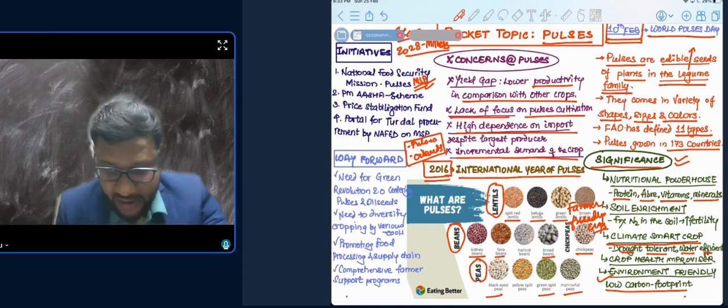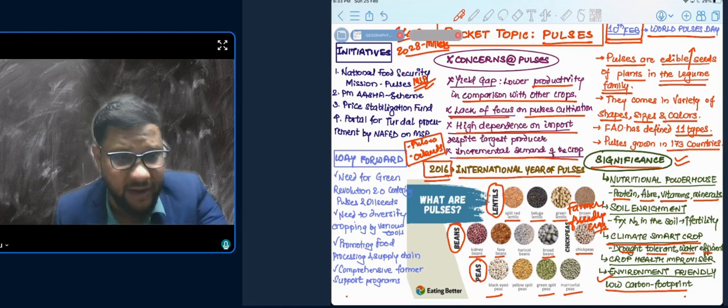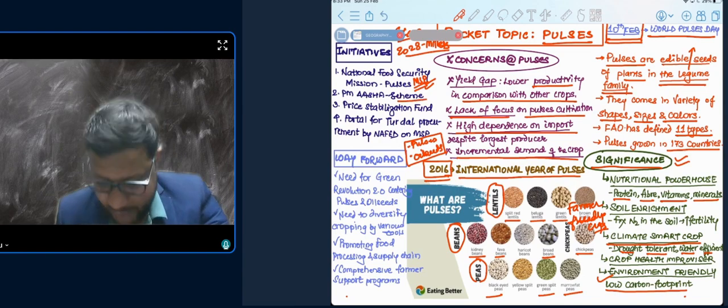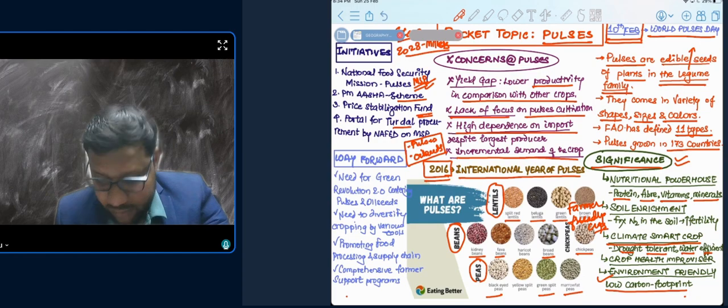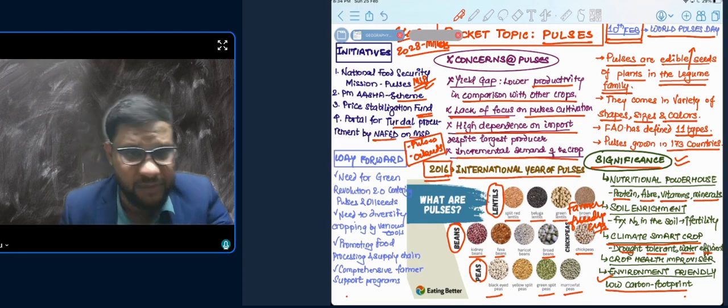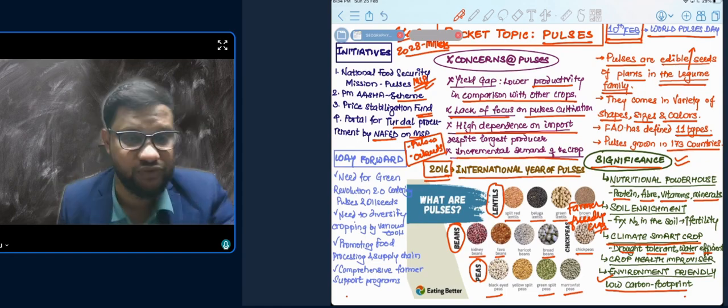NFSM. Next is the PM AASHA scheme, where you will find government help particularly for the farmer, not monthly but quarterly installments provided under this. Then the price stabilization fund, which again keeps watch on potato, tomato, onion and pulses, and then a portal for tur dal, again procurement by NAFED on MSP, right? So for procurement on MSP, NAFED has already created a separate portal. That is an initiative taken in order to deal with this.